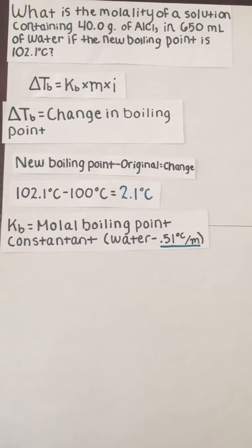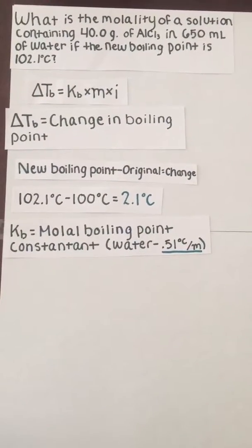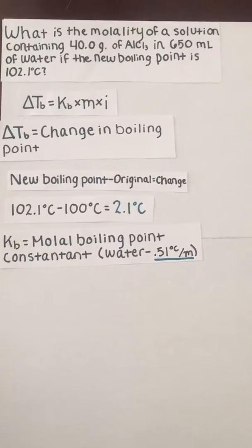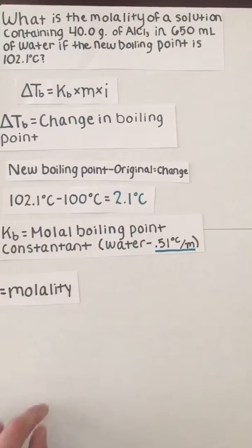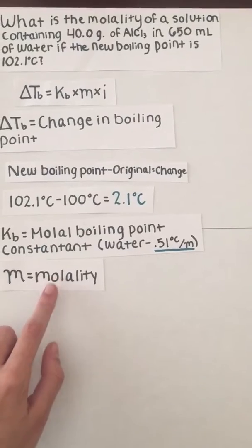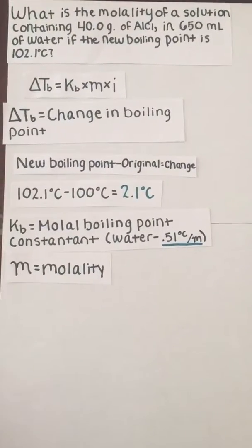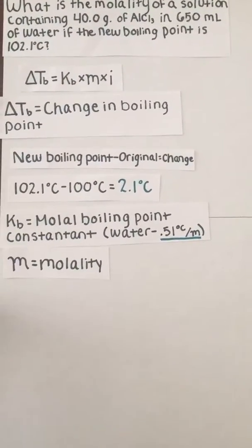The next variable is K sub B. That represents the molal boiling point constant, and the molal boiling point constant of water is 0.51 degrees Celsius over m, which is what we use. The next variable is m, which stands for molality, and that's what we will be solving for.